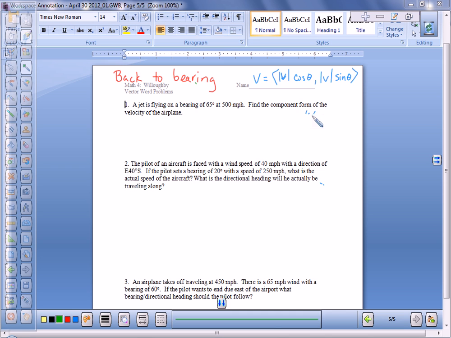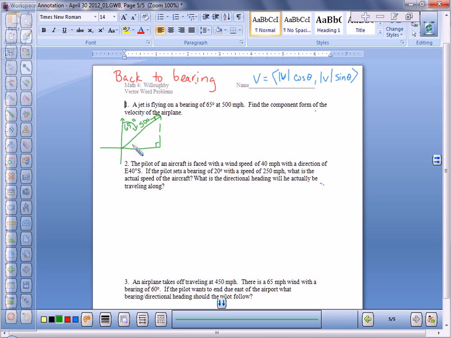So if we take a look at this, how would this look? A bearing of 65 degrees. So now we're back to bearings. So since I'm back to bearings, I'm going back to north to orient my angle from. So it's 65 degrees and it's 500 miles per hour. Okay, so we're going to drop down that perpendicular. If this is 65, that leaves 25 here.